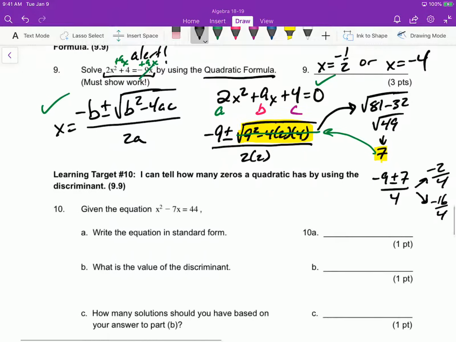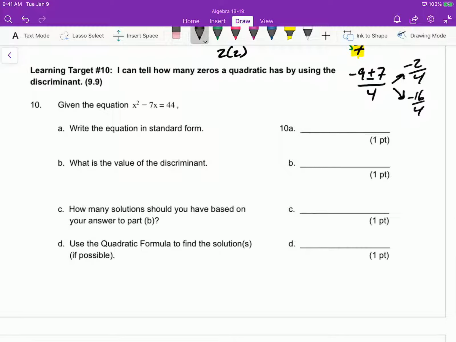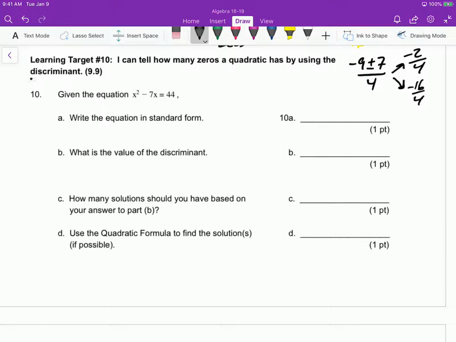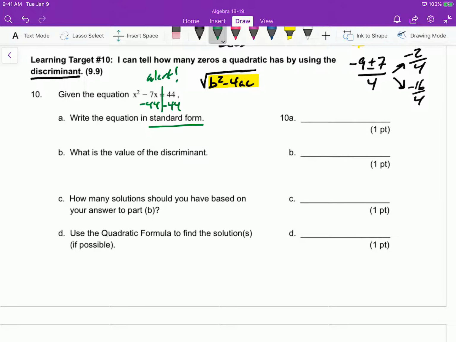All right, almost there. This question is just asking about the discriminant. So that is part of the quadratic formula. It's just talking about that square root chunk, especially those numbers underneath. Hopefully that alert triggers in your mind. This one is not in standard form. We give you that hint, so you have to subtract 44 to the other side.